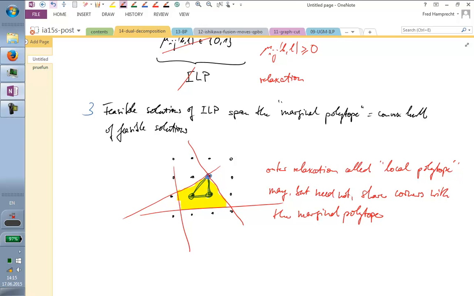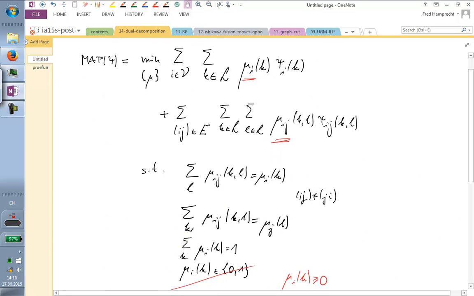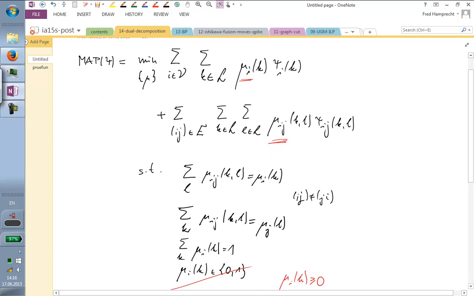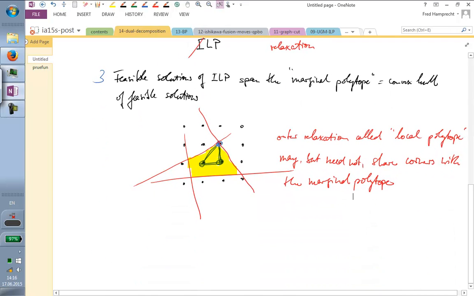Yeah? The solution of the relaxed problem is an integer and not a fraction. Exactly. So typically we have very many indicator variables mu, and if all of them happen to be integral, then we know that we have not only solved our LP, but we have even solved the original problem. And we're done. Okay.